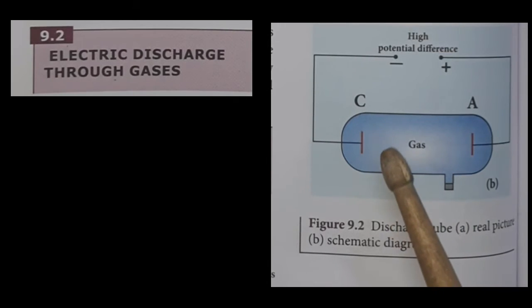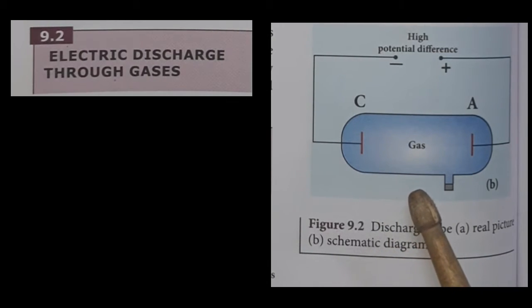At this stage, some invisible rays emanate from the cathode, called cathode rays, which are later found to be a beam of electrons.